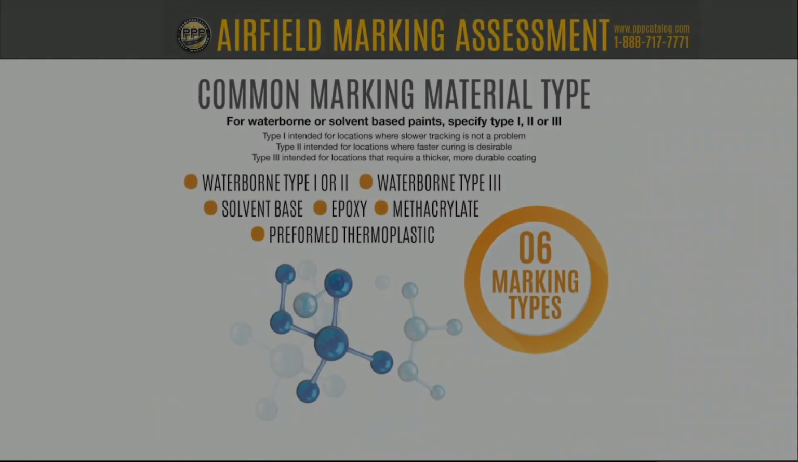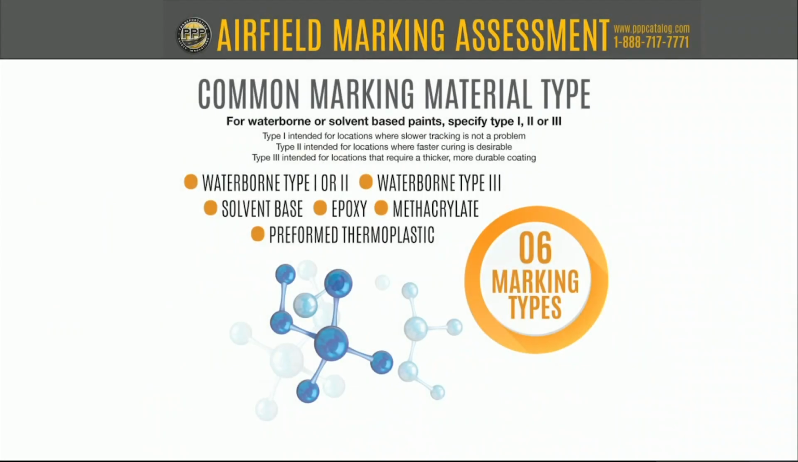Mike? Thanks, Greg, and good morning, all. Thanks for taking some time out of your day to join us for this webinar. I'm going to start out with the 6 most common material types used on airfields. The one that you're probably most familiar with is the waterborne paints. There are also solvent-based paints. Those are single component products, and then there are also plural component products such as epoxies and methyl methacrylate, and the preformed thermoplastic is also a single component, introduced into the airfield environment back in 2009.